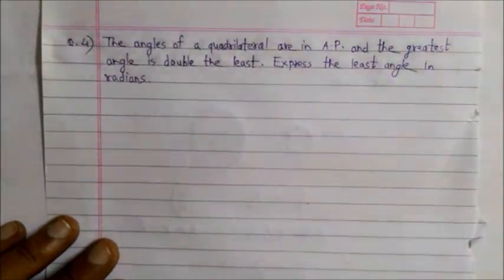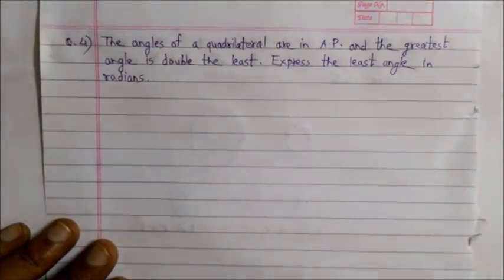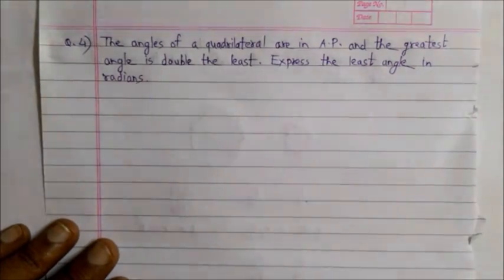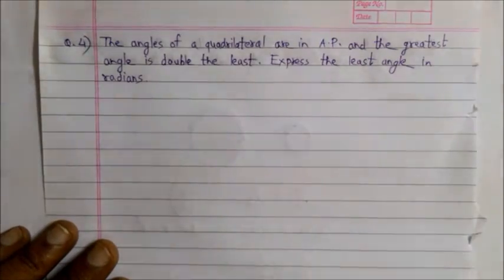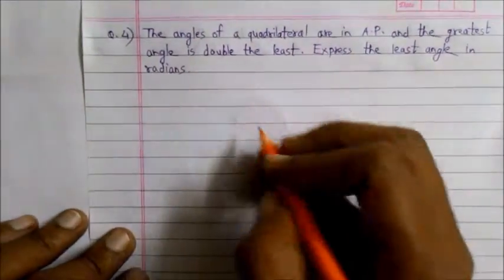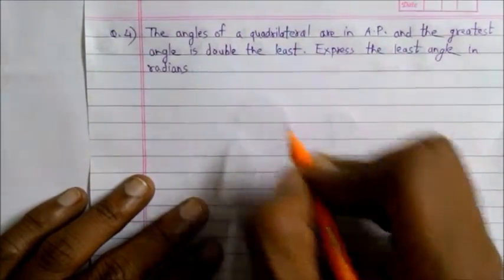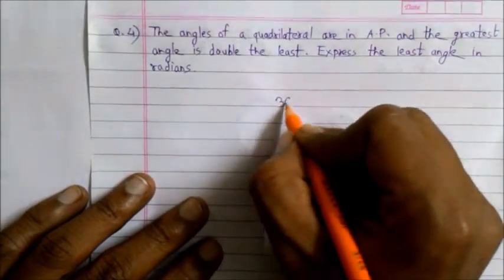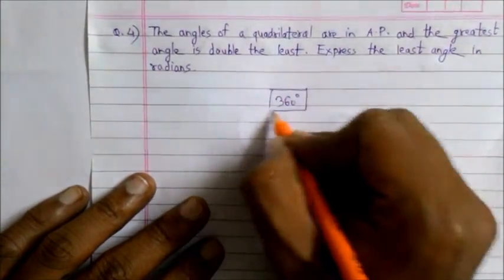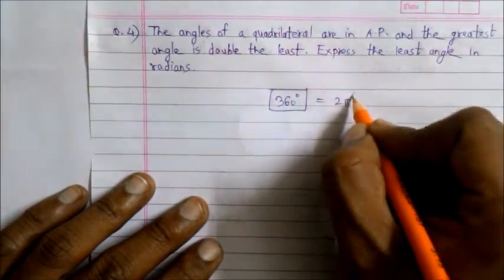Now let us solve another problem. The angles of a quadrilateral are in arithmetic progression, and the greatest angle is double the least. Express the least angle in radians. Now you must remember that the sum of all angles of a quadrilateral is 360 degrees, which is also equal to 2 pi radians.